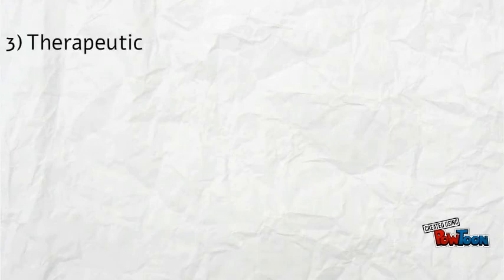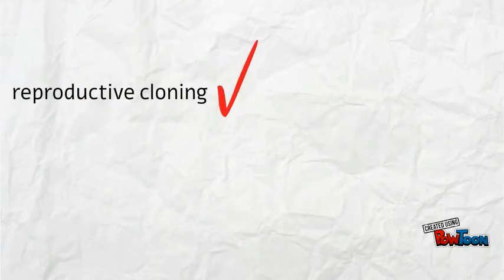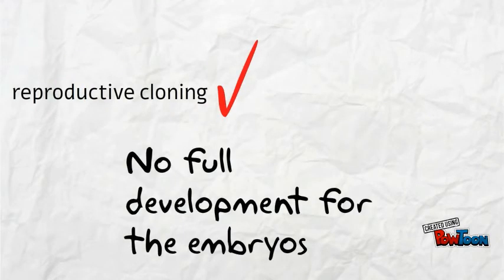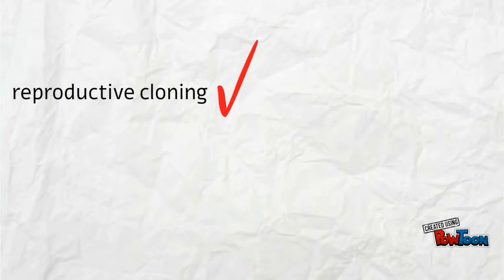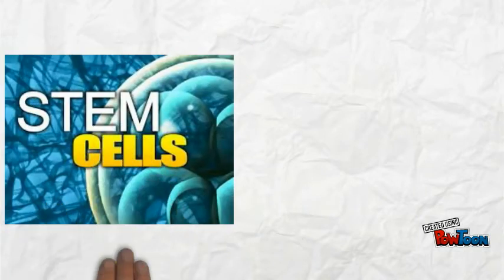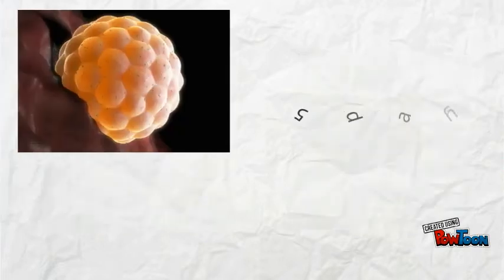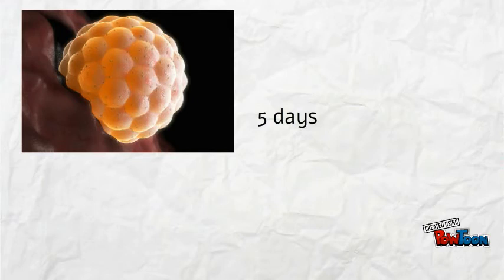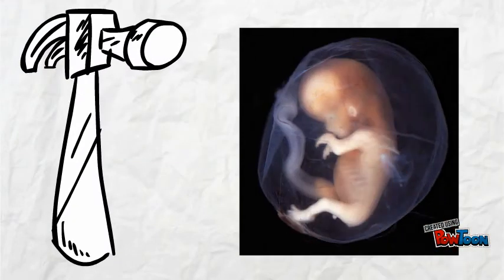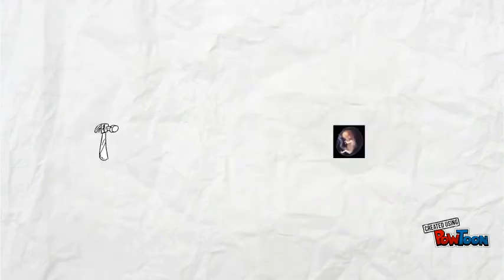The third and the last type of cloning is therapeutic cloning. It is like reproductive cloning, except that the embryos are not allowed to develop fully. Its purpose is to extract the stem cells from the embryos and study them. When the egg has been cloned and divided for 5 days, the stem cells are extracted from it, and the embryos are destroyed due to the extraction process, which raises ethical concerns.